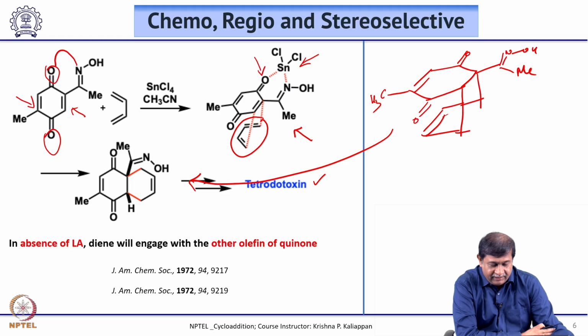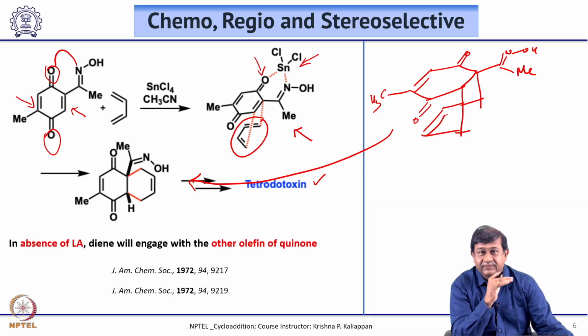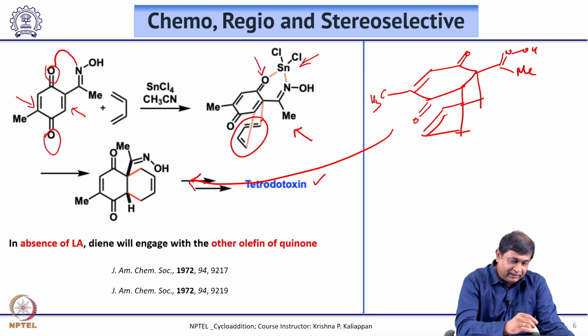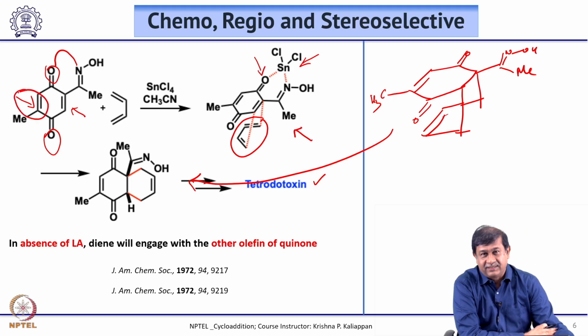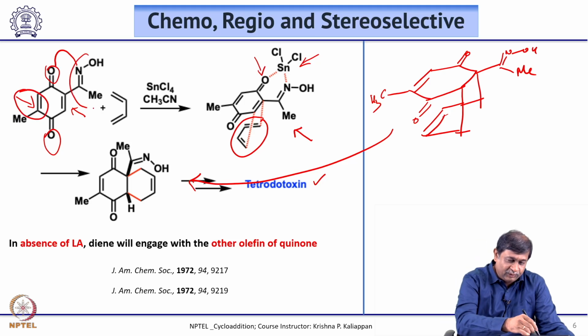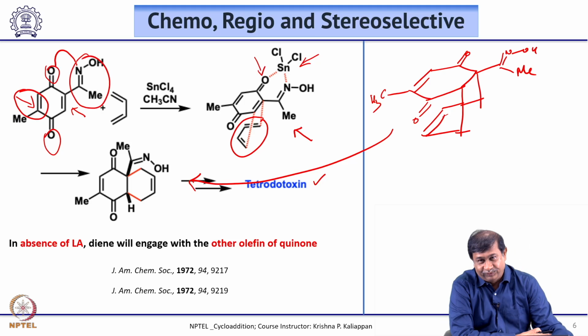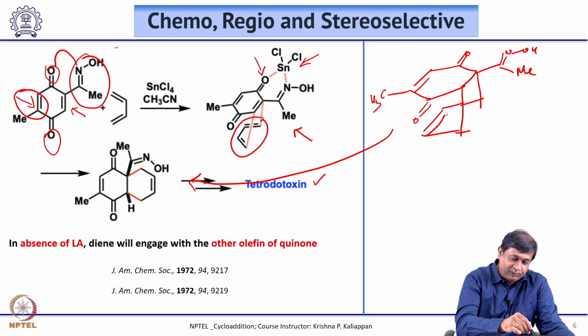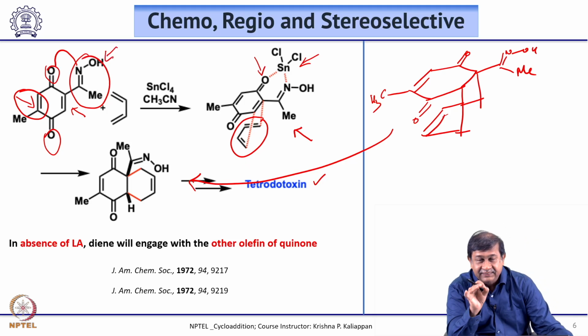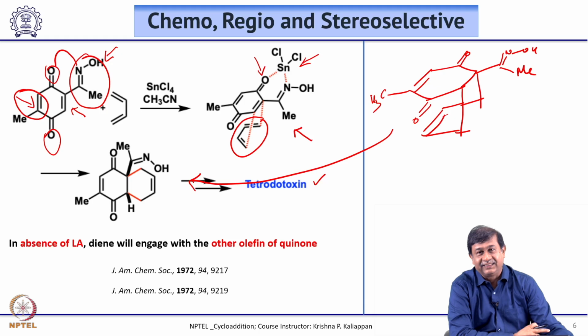Okay. And if you do not use Lewis acid, the whole thing will change. If you do not use Lewis acid, then this double bond will undergo Diels-Alder reaction. Okay. This group will not play any role. So, by using Lewis acid, you can use this additional functional group to coordinate and make the other carbonyl group play the role in regioselectivity.